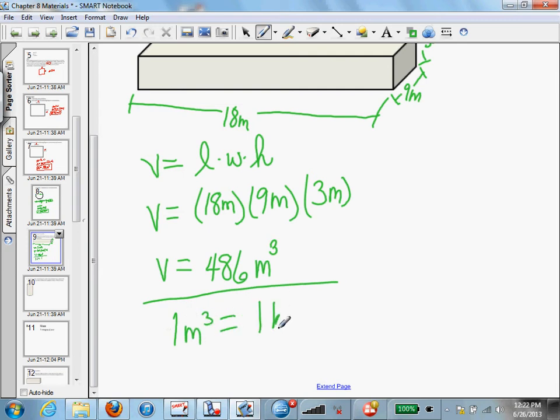So this basically means the same. Basically what I just said equates to this. This is the kiloliters worth in the pool.